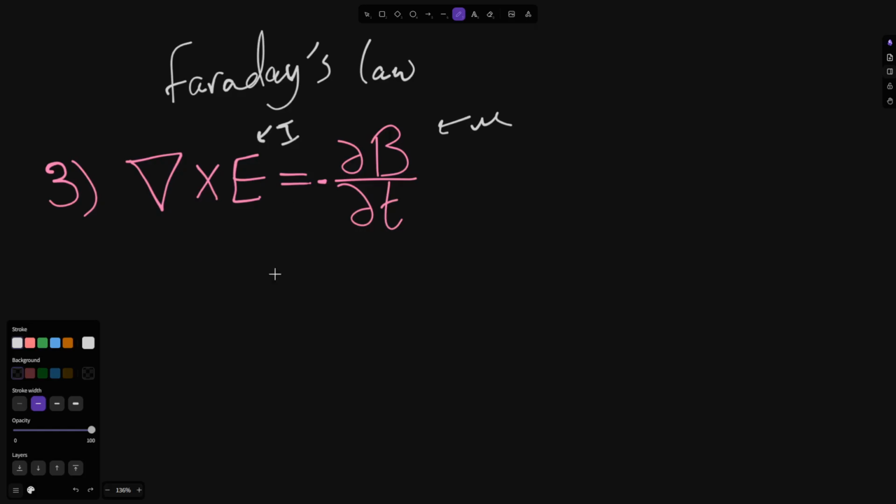Again, this is not divergence, this is curl. How do we know that this is a curl? This is now a nabla cross, the cross product. This is curl, and the curl swirls. This is Faraday's law. It tells us how to create electricity without a battery.